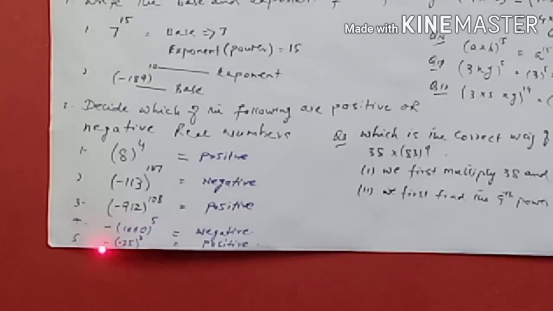The last one, minus 25 raised to power 3. That means the first minus comes outside the bracket and the second one comes inside the bracket. That means the term is minus 25, a negative variable, which contains the power 3, an odd number. So first, minus 25 raised to power 3 gives us a minus answer, and this minus is multiplied by the external minus, so the answer comes as minus minus, which is a positive answer. So these are the two base laws.